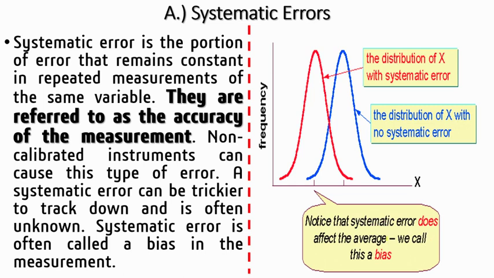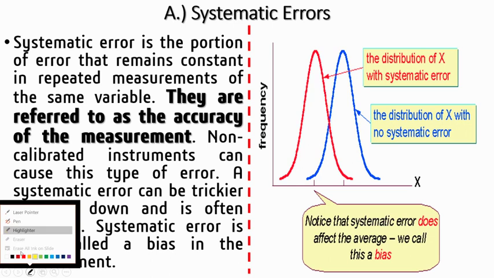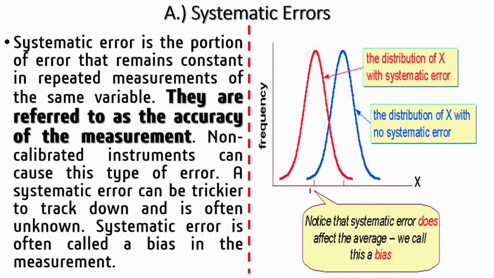You find out the mean is supposed to be located somewhere here, okay, to this place, because that error is constant. So it is already adding up something to the values you are generating at a constant rate. So it's going to affect the mean. So you say that, notice that the systematic error does affect the average. We call this a bias.